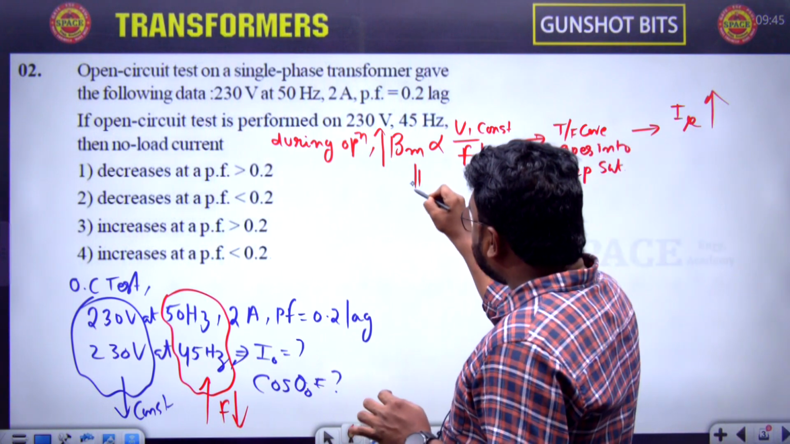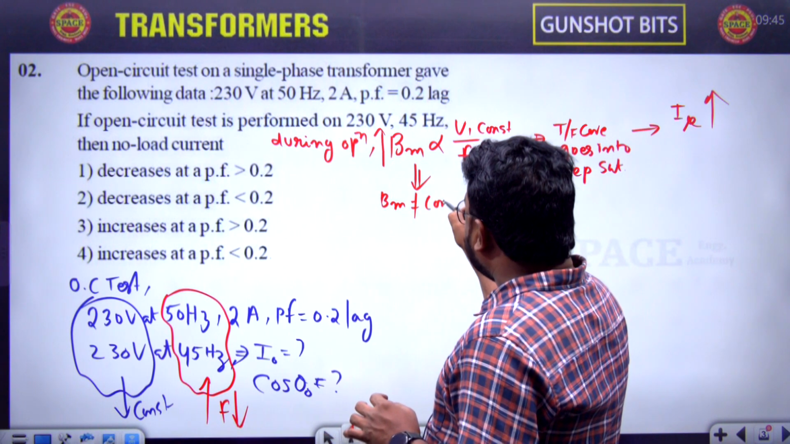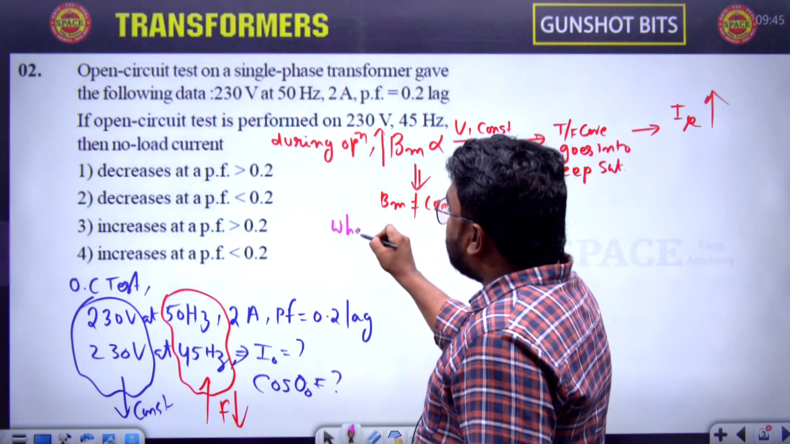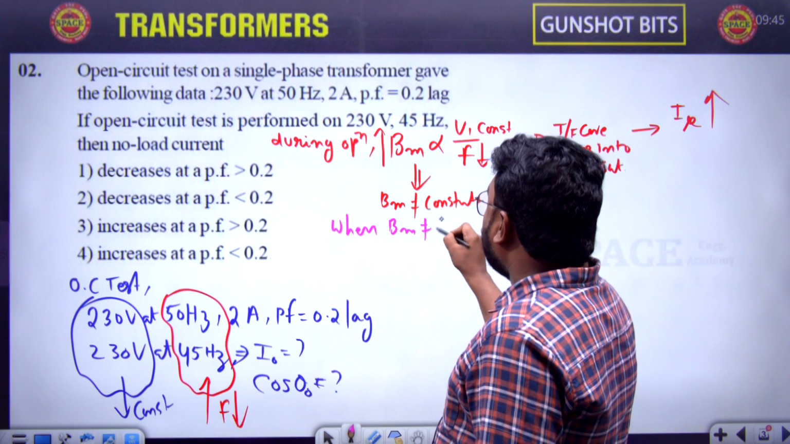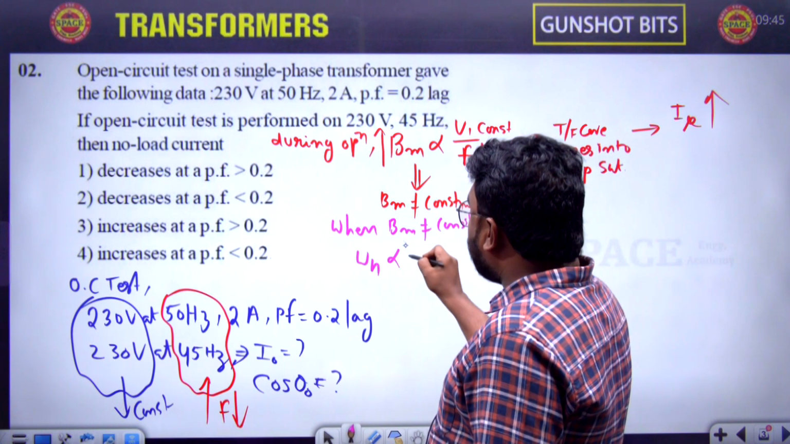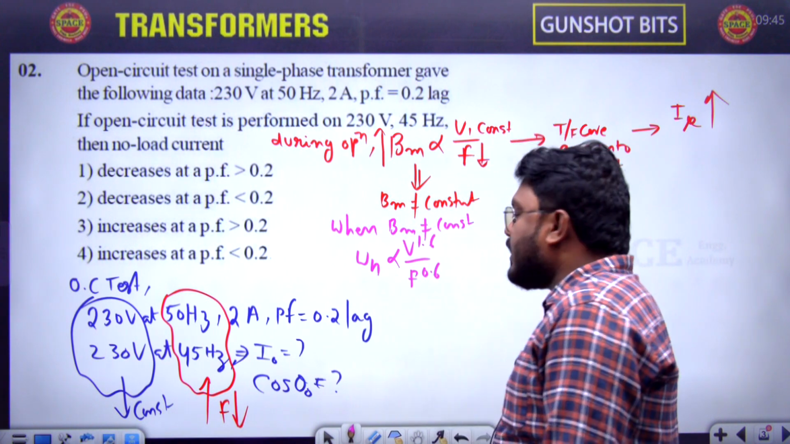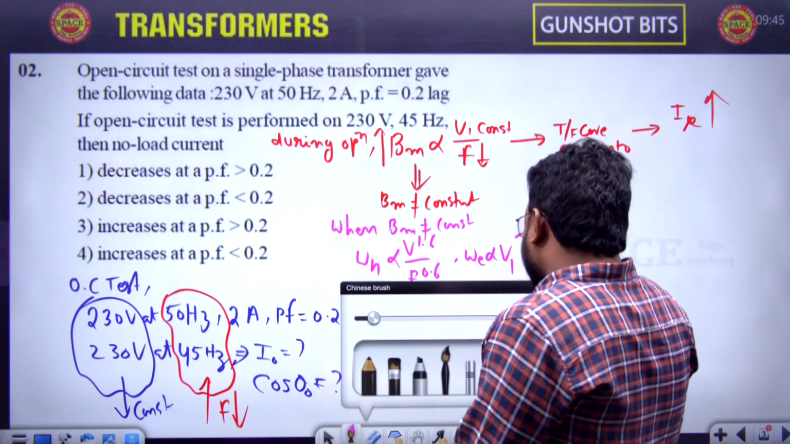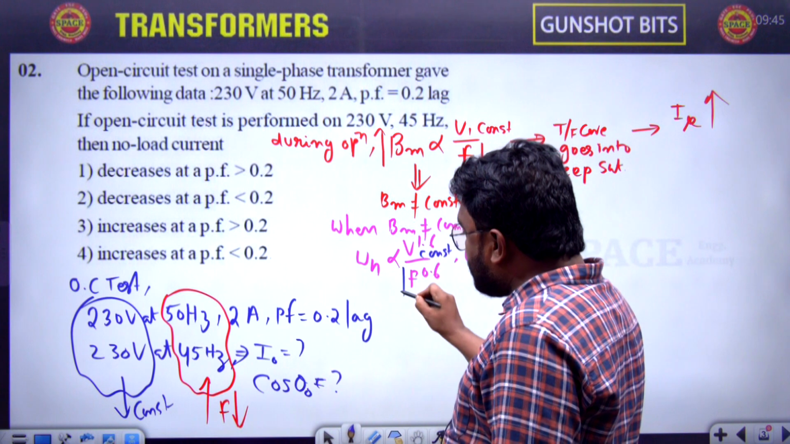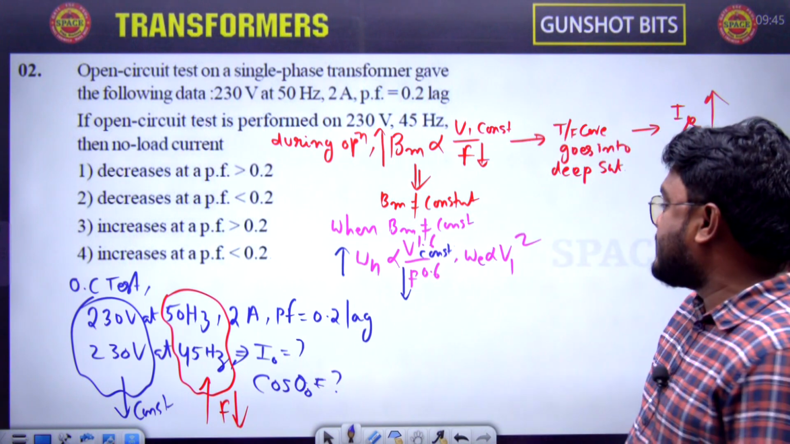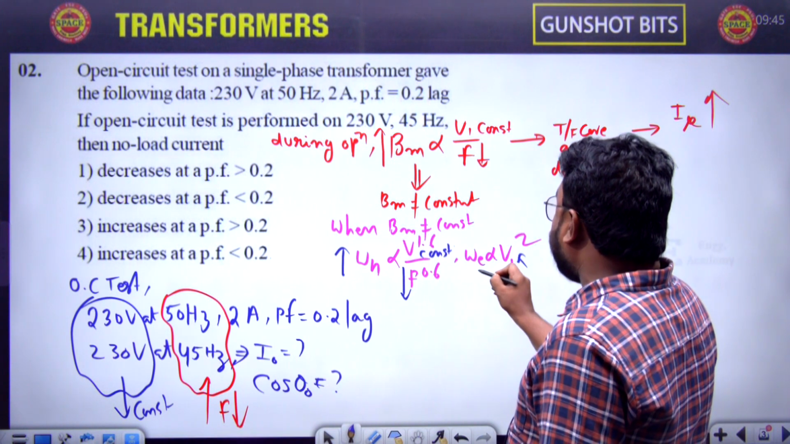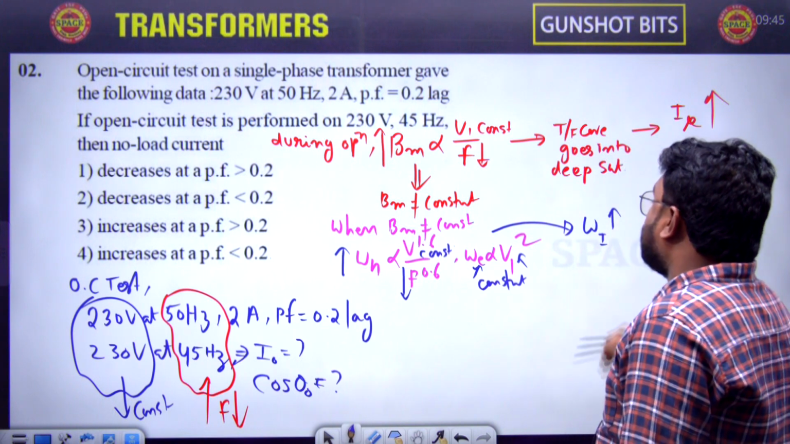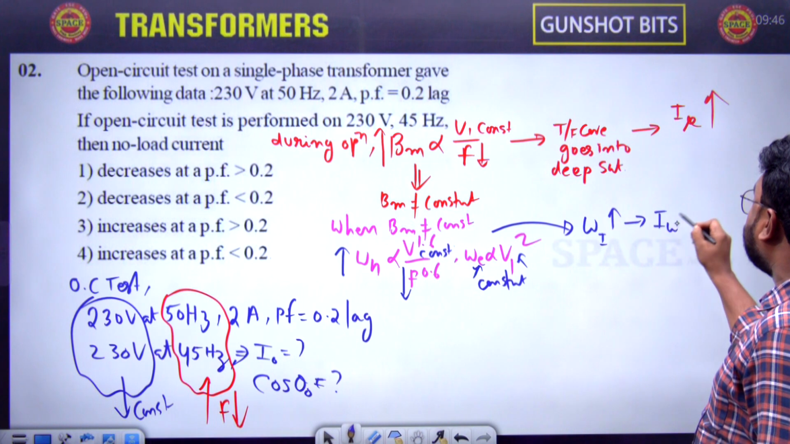So now we can say that B maximum is not constant. When B maximum is not constant, the hysteresis loss is directly proportional to the applied voltage V power 1.6 and inversely proportional to f power 0.6. And the eddy current loss is directly proportional to V1 square. By keeping the voltage constant and only reducing the frequency below its rated value, the hysteresis losses increase, but the eddy current losses remain constant. So the increase in the hysteresis losses increases the iron losses, and the iron loss component of the current will increase.